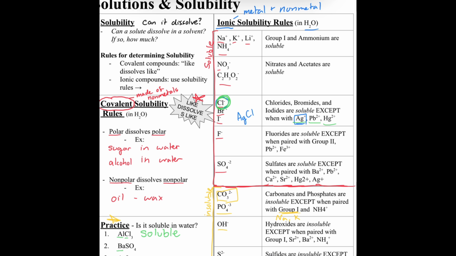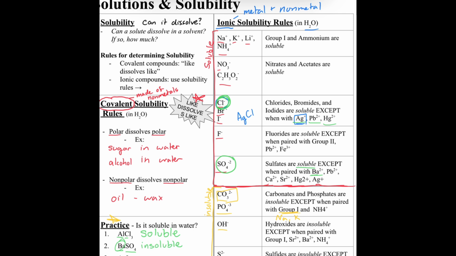All right, let's try another one. We have barium sulfate. Once again, we look for barium, we look for sulfate. The first one I'm seeing is sulfate right here. Sulfates are listed as soluble. All right, so at first glance, this thing might be soluble. Let's look at the exceptions and check if barium is an exception. Sulfates are soluble except when paired with barium. And so since sulfate is paired with barium over here, that's going to be insoluble.